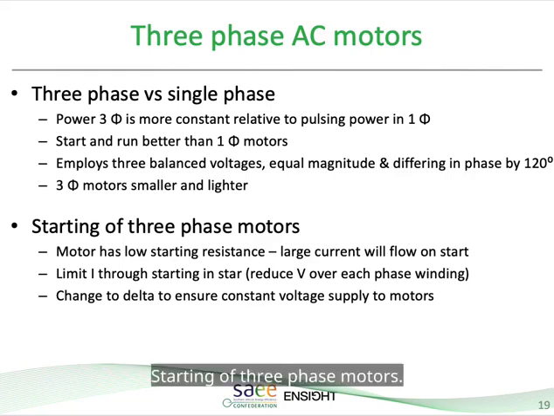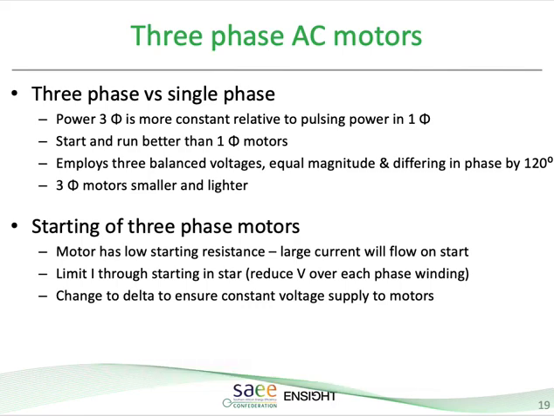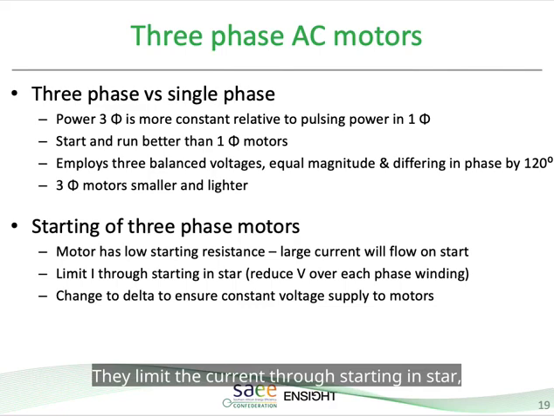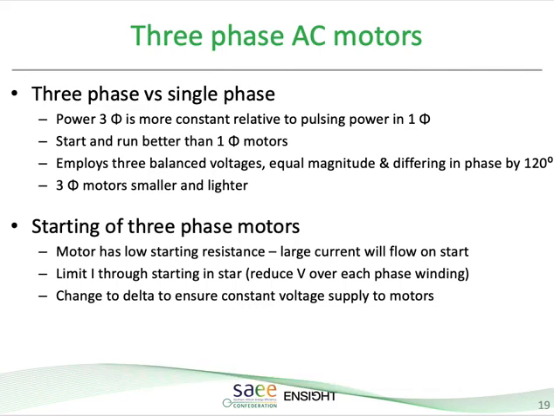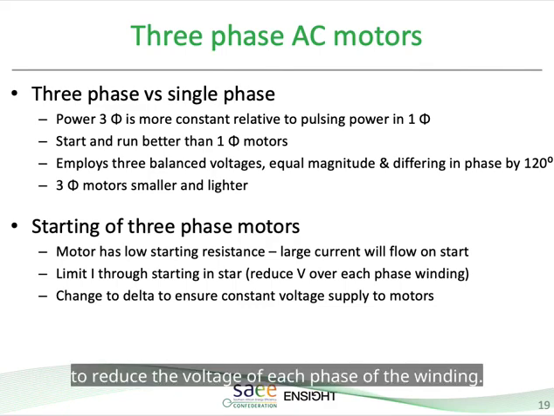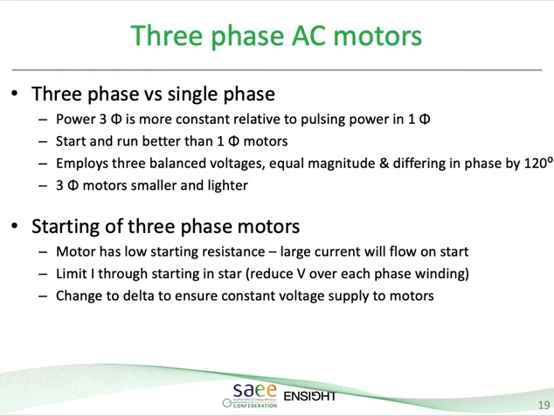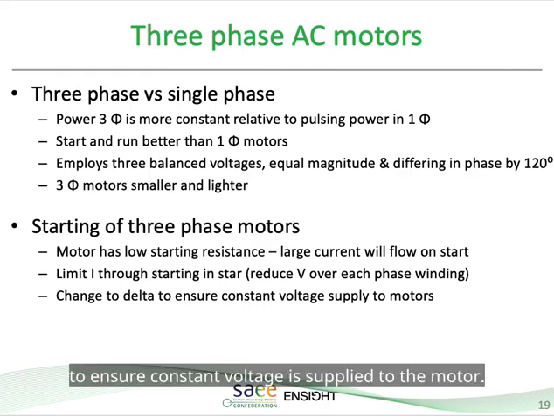Starting of three-phase motors: the motor has low starting resistance and a large current will flow on start. Limit the current by starting in star, which reduces the voltage over each phase of the winding. Then change to delta to ensure constant voltage is supplied to the motor.